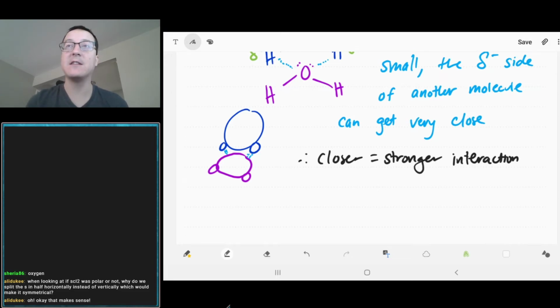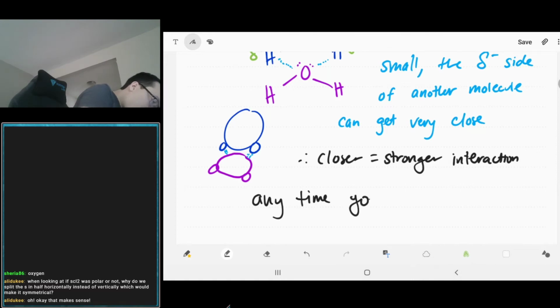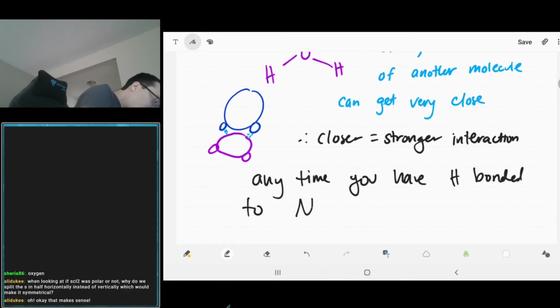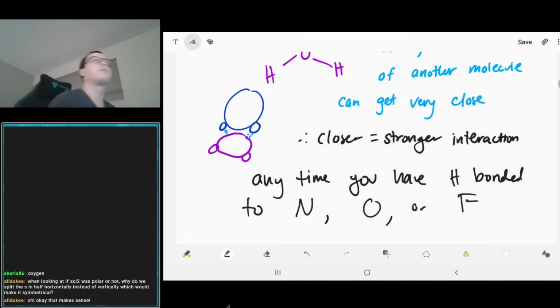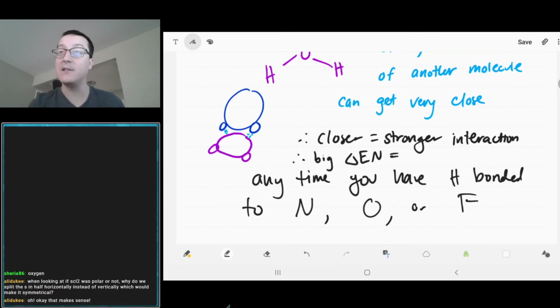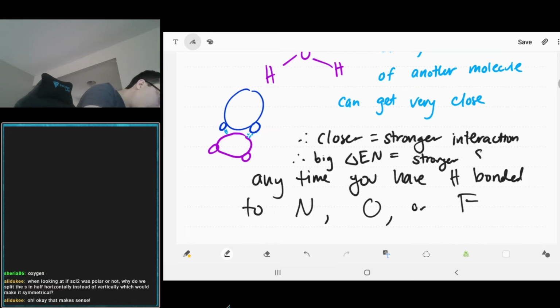And we're going to see this is the case any time you have hydrogen bonded to nitrogen, oxygen, or fluorine. For these three elements, if you have hydrogen on them, you're going to have hydrogen bonding taking place. And again, because these three elements, nitrogen, oxygen, fluorine, are pretty electronegative, and hydrogen is not very electronegative, this means that we have stronger dipoles, right? And so it's a stronger interaction.